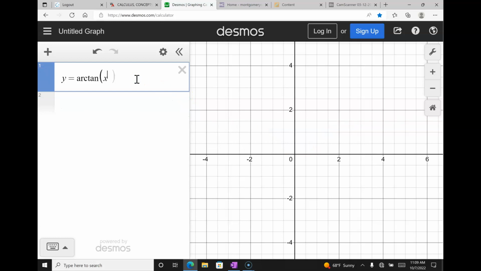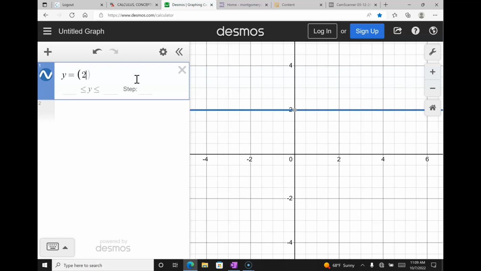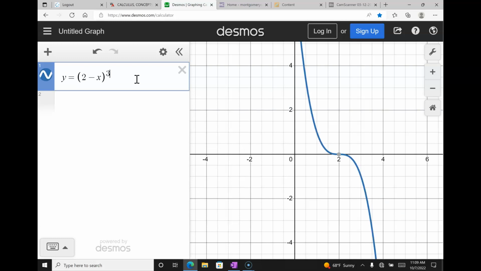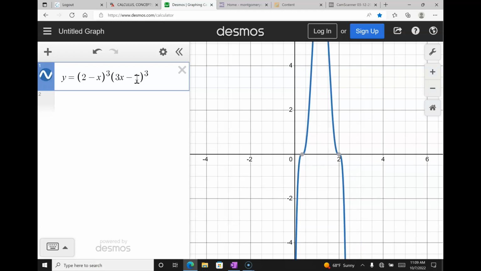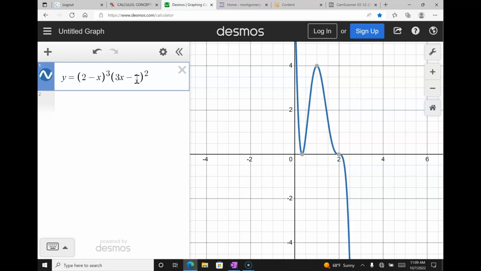So looking at that, I had quantity 2 minus x, that quantity cubed, times 3x minus 1, that quantity squared. If you remember from pre-cal about multiplicities of zeros, does that sound familiar to anybody? Multiplicities of zeros. So notice I have here a zero of positive 2, right? And it happens 3 times.